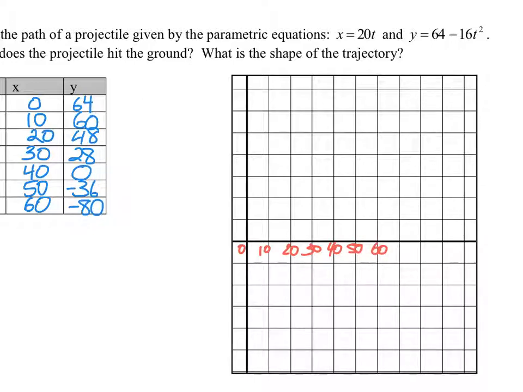If you just indicate what the scale is, you don't have to label them. I'm just doing it because I don't want to think when I'm actually plotting. 40. All right, so 64, right about here. 60. 48, like right about here.